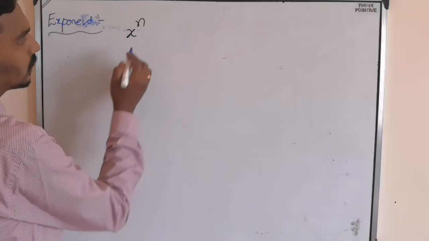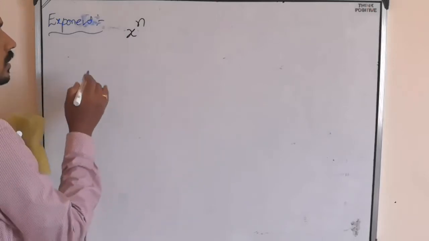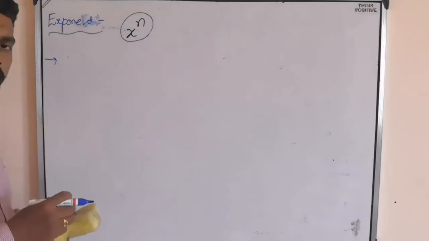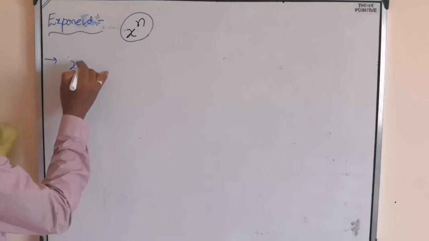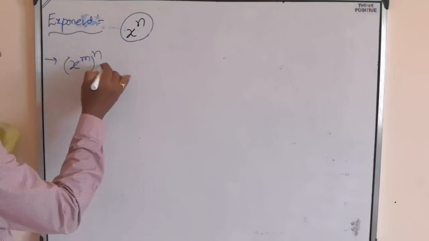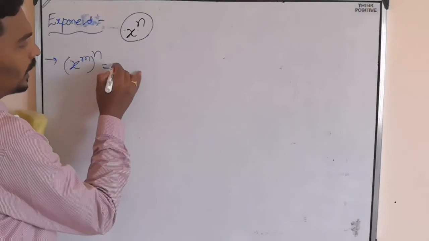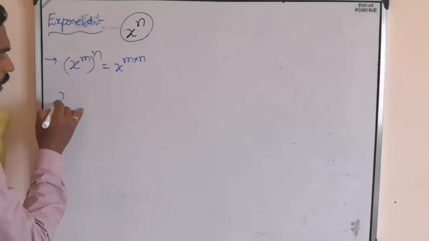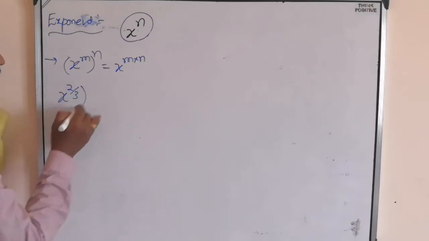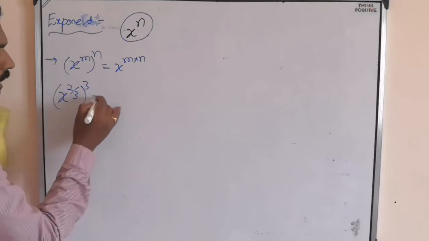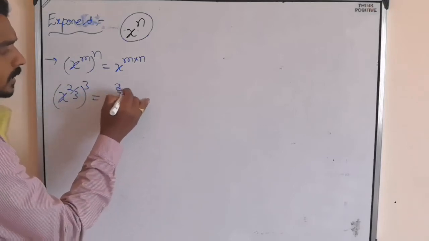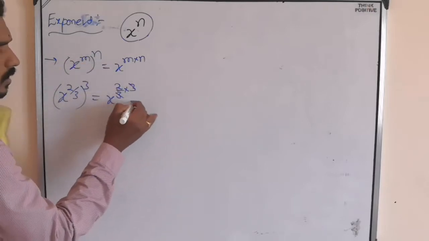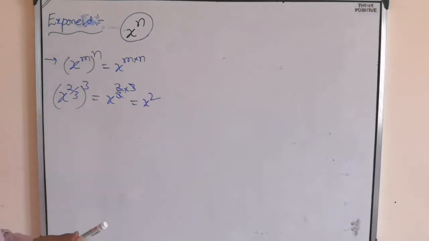So here there are some basic formulas which we have seen already: x power m whole power n equal to x power m into n. For example, x power 2 by 3 whole power 3 equal to x power 2 by 3 into 3. This is like m, this is like n. So, cancel. So it will become x square.